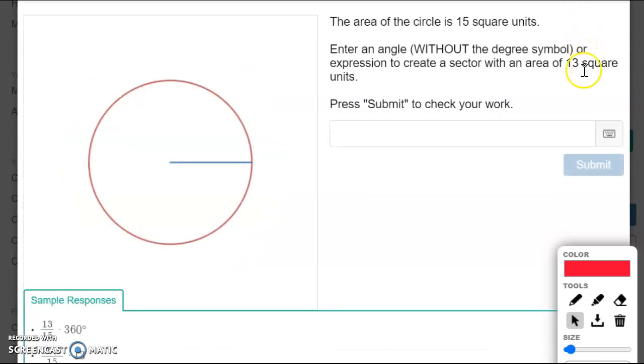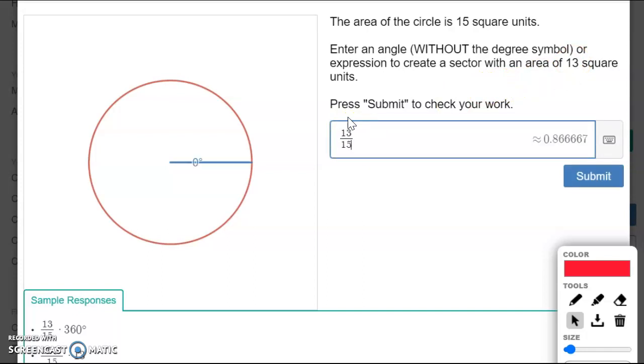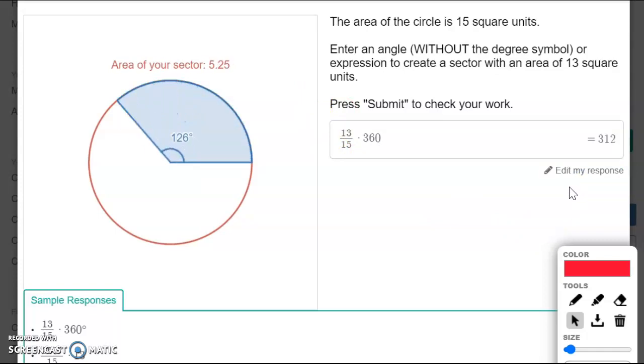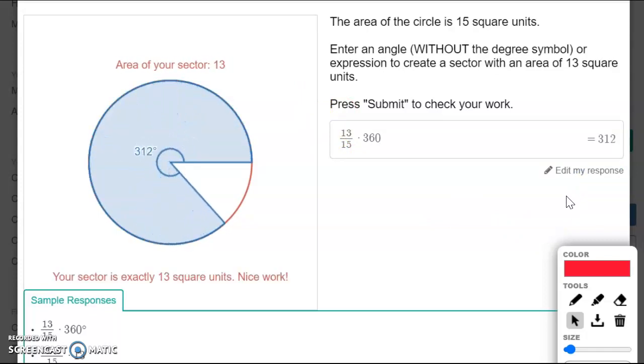Alright, the area of the circle is 15 square units. The whole circle is 15, but I just want 13 square units. So I just want 13 out of a possible 15. And then I know that the full revolution is going to be 360 degrees because that's what we're measuring, the central angle. Okay, and that's correct.